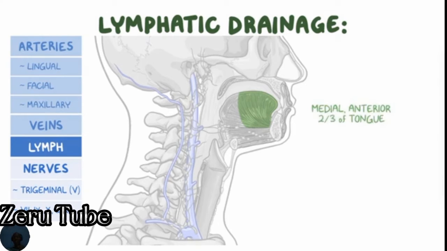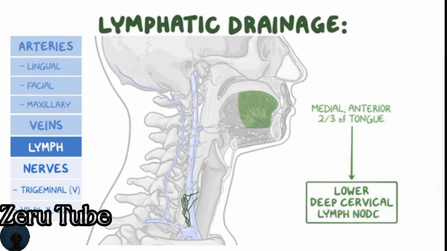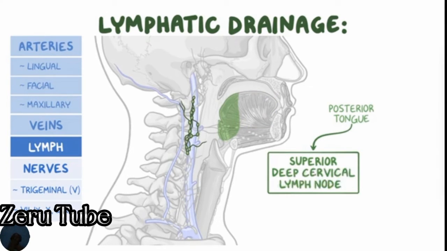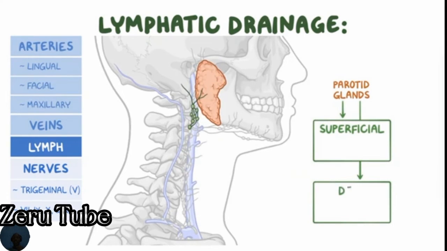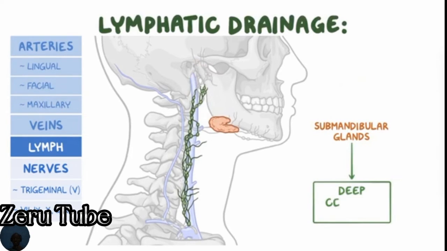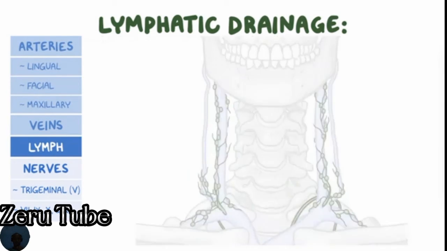The medial anterior part of the tongue drains its lymphatic fluid to the lower deep cervical lymph node, and the posterior surface of the tongue drains towards the superior deep cervical lymph node. The parotid gland drains towards the superficial cervical lymph node and the deep cervical lymph node. The mandibular glands drain towards the deep cervical lymph node.